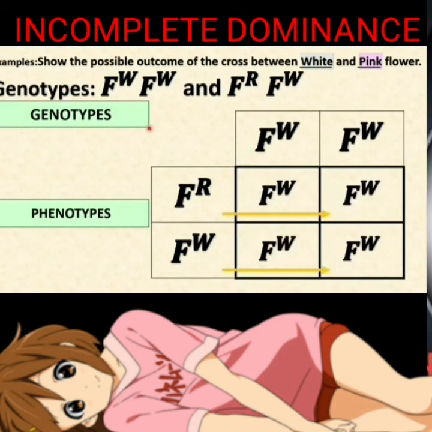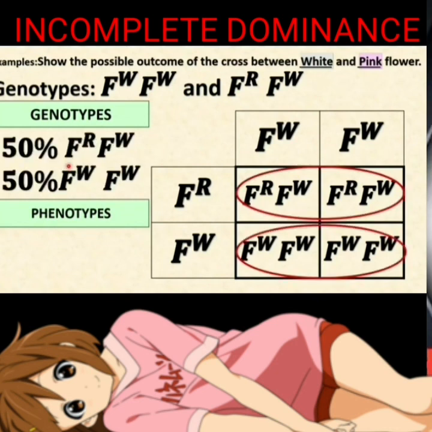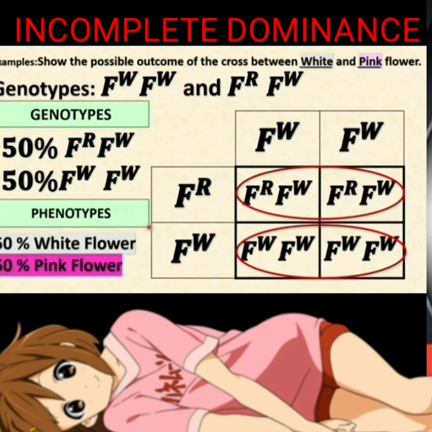Downward and then sideward. So here it is. As you can see, we have here 2 FRFW and 2 FWFW. Now let us determine the genotypes and the phenotypes. The genotypes are 50% FRFW, 50% FWFW. How about the phenotypes? What is the meaning of FRFW? That is pink flower. Therefore, we have 50% pink flower. How about FWFW? It means white flower. That is why our phenotypes are 50% white flower and 50% pink flower.